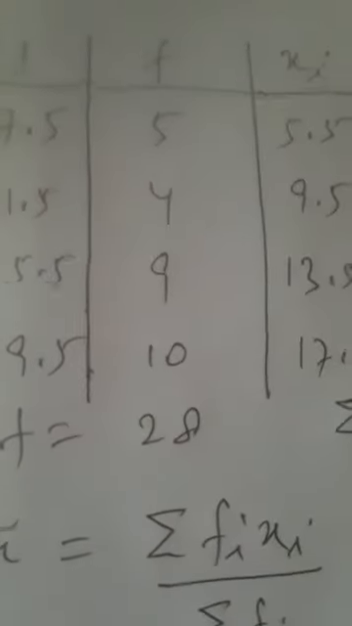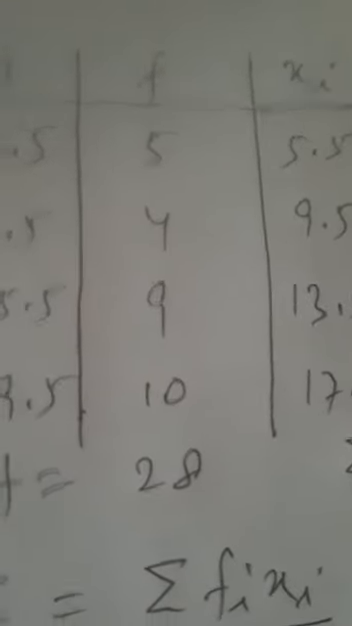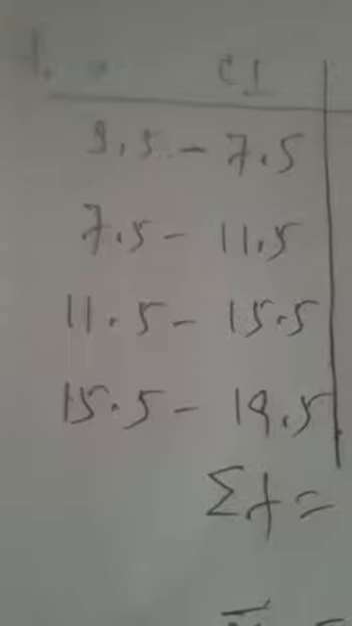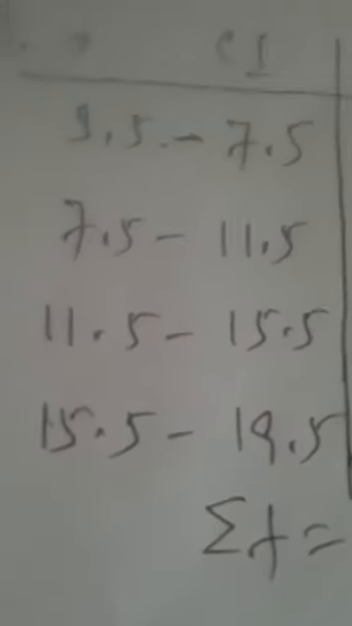Now we will start finding the mean for the given data. All the processes are the same now. First of all, we have to find out the class mark. Since the frequencies are given, they will not change, they will remain the same. Now we will add the upper limit and lower limit of the first class interval and divide it by 2 to get the value 5.5.